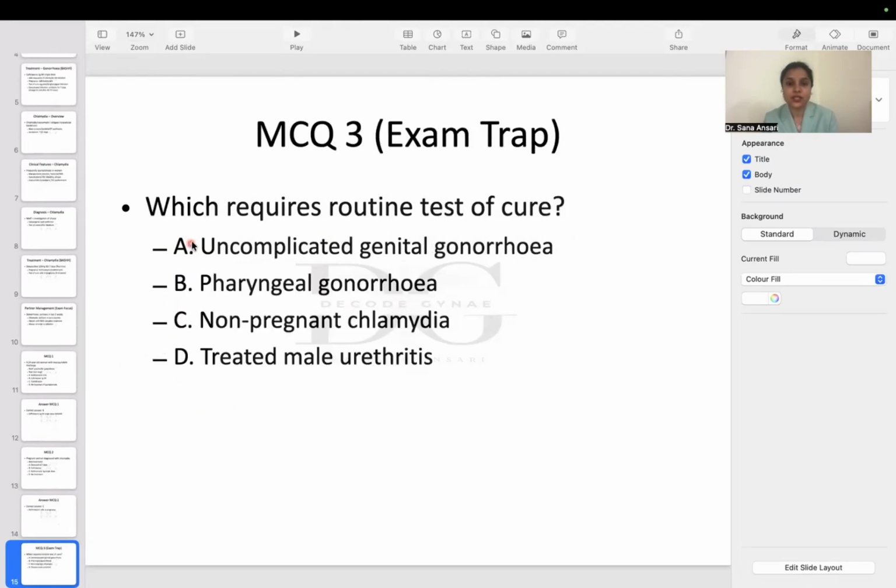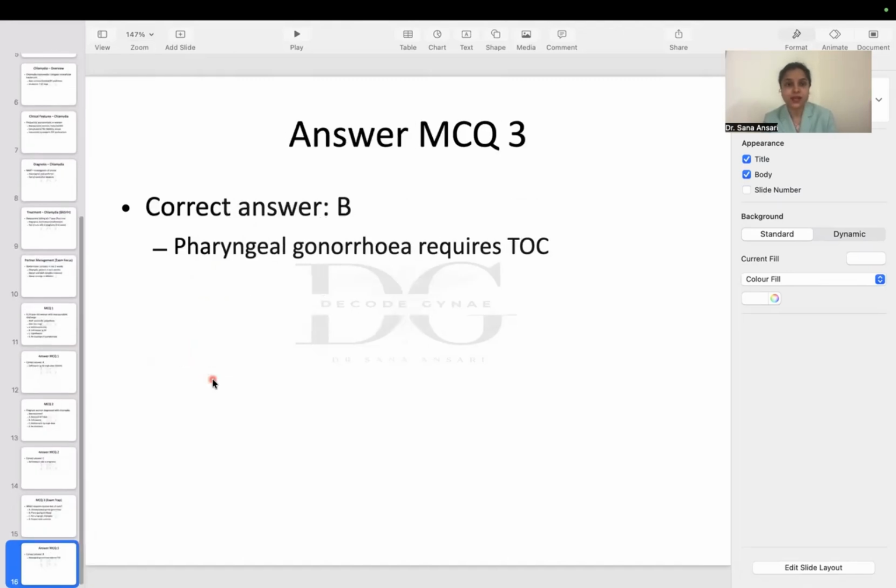Another MCQ, which requires routine test of cure. Uncomplicated genital gonorrhea, pharyngeal gonorrhea, non-pregnant chlamydia, or treated male urethritis? Which one would you choose? The correct answer is pharyngeal gonorrhea.